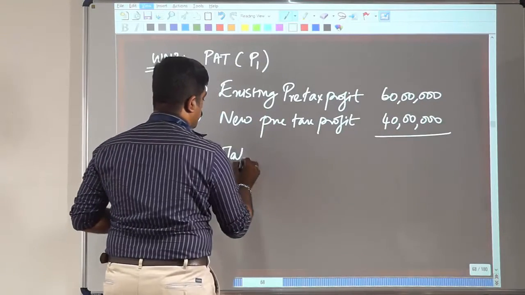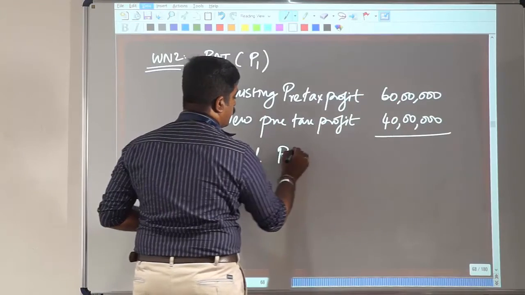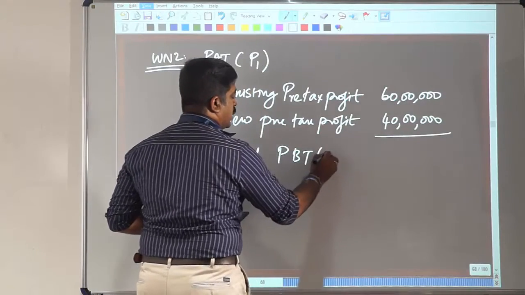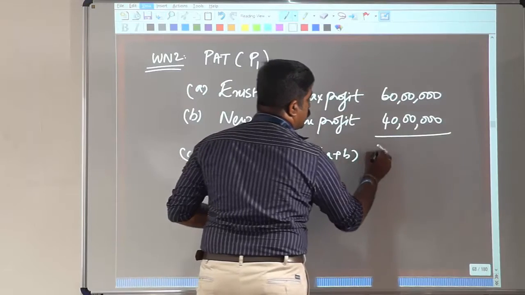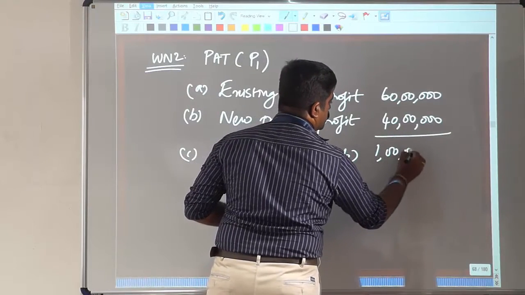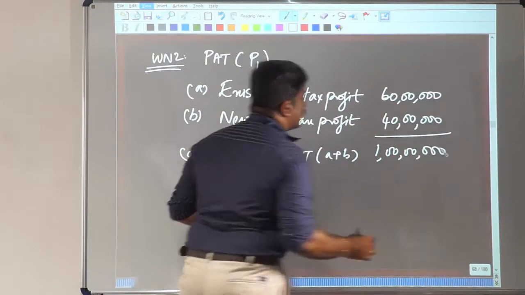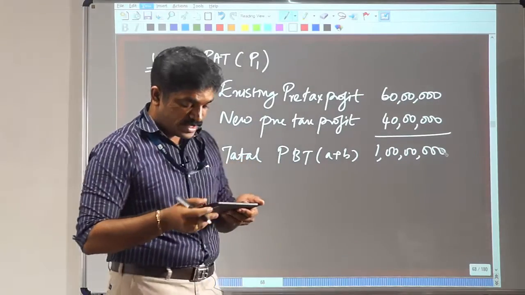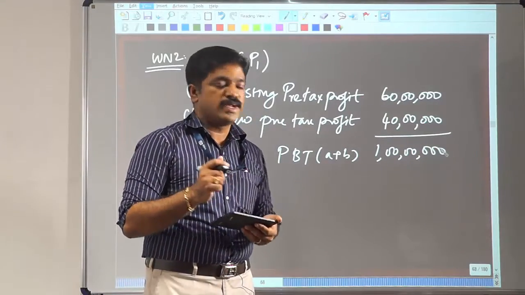Total profit before tax, that's nothing but item number A plus B. It's going to be 1 crore. Okay. Now on this 1 crore, they have to pay tax. And what is the tax rate we have? We have tax rate at 50%.